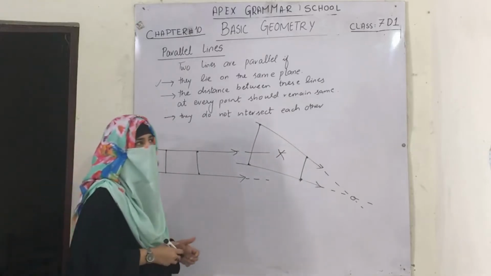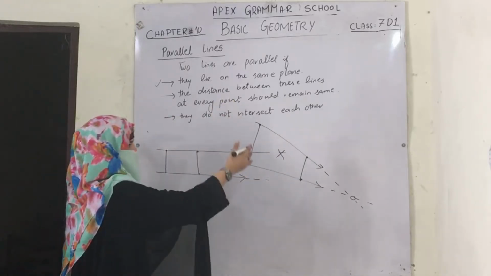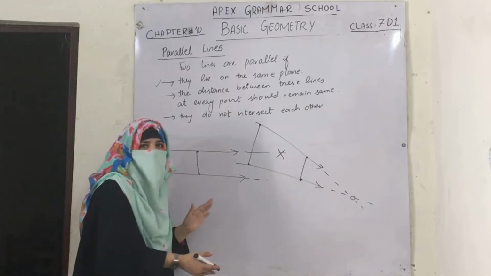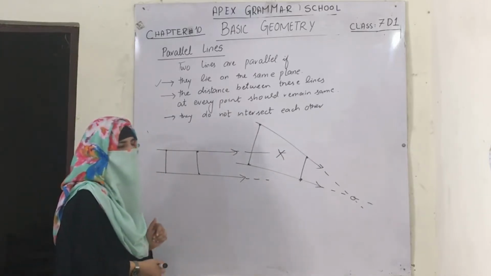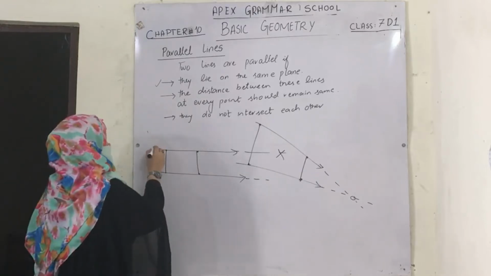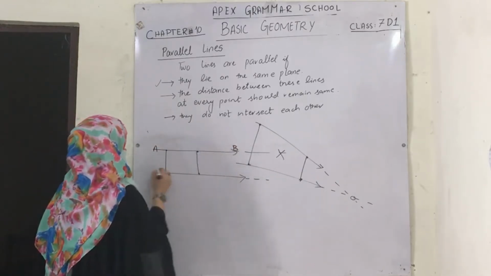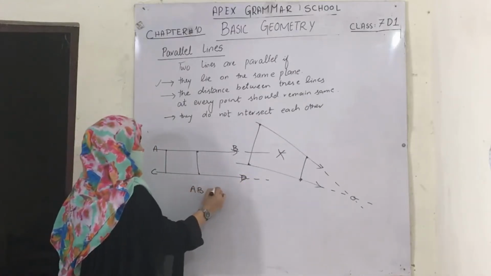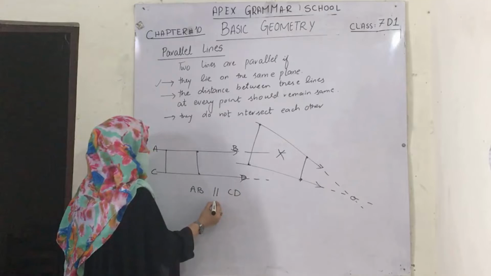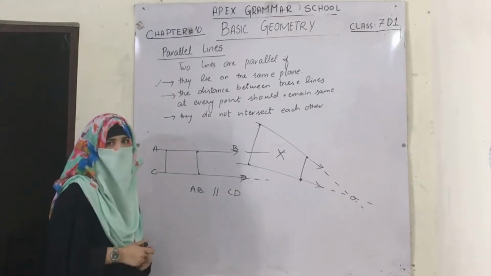For example, you need to see the lines of these boards. Both of the lines are lying on the vertical plane. They are not intersecting each other, and the distance between them remains same. So if my first line is AB and the second line is CD, symbolically we show that AB is parallel to CD. This is the symbol to show any two parallel lines.